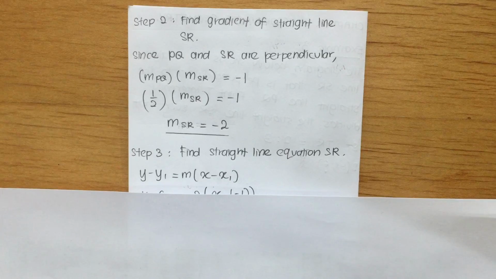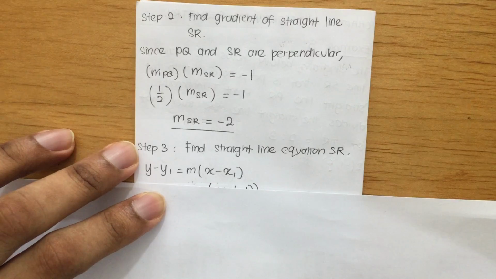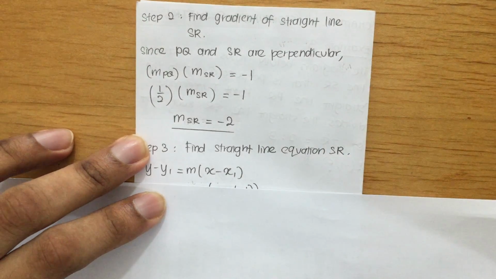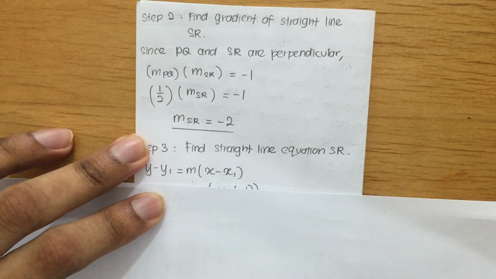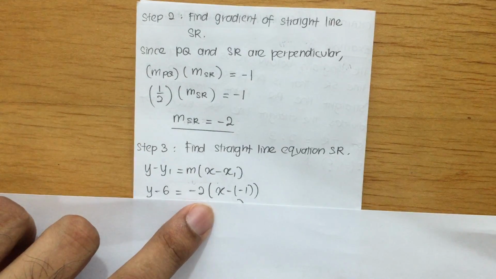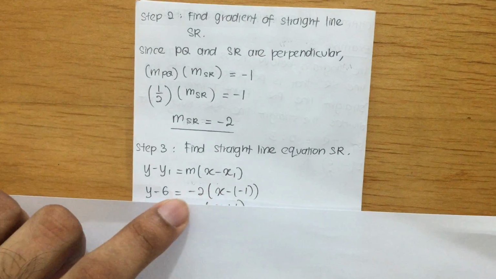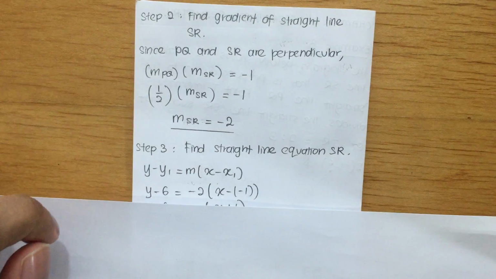From here you use the same straight line equation formula, y minus y1 equals m(x minus x1). You can use the point S to substitute in the equation, since we don't know the point R yet up to this moment. That's our ultimate motive here, to find the coordinate R towards the end. So y minus 6 equals -2 in the bracket, x minus -1. So this inside here will become x plus 1.